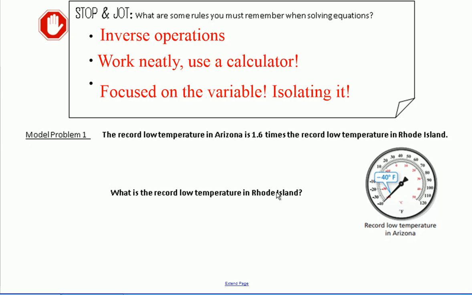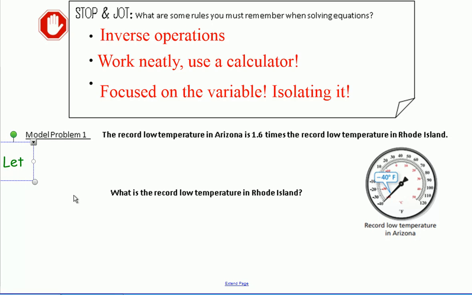What is the record low temperature in Rhode Island? Okay. So they give us this kind of word problem, which also has kind of a translation component to it. And they also give us this visual, which is going to help me. Before I do anything, since this is not giving me any kind of variable to use, my job as a mathematician is to identify a variable.